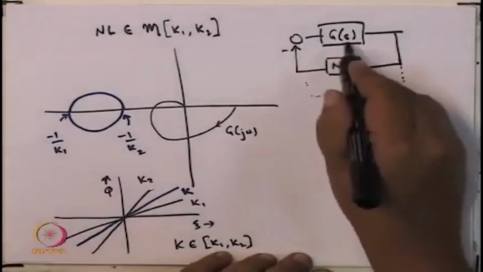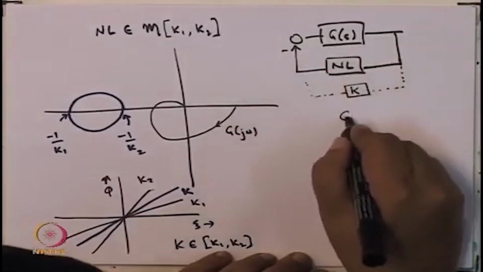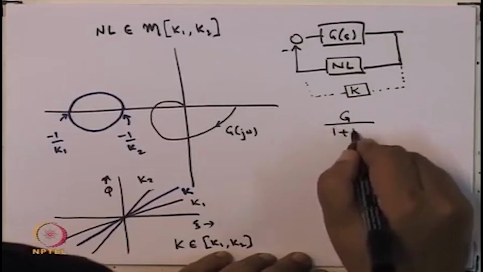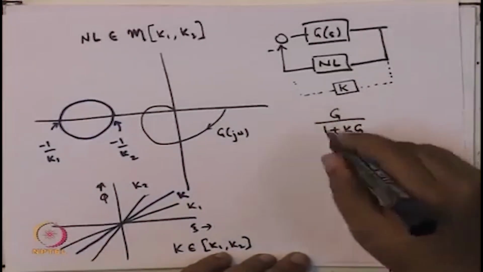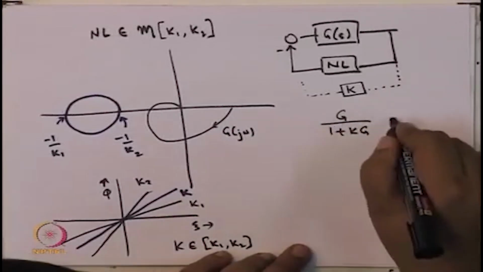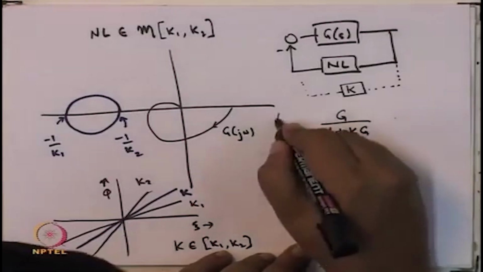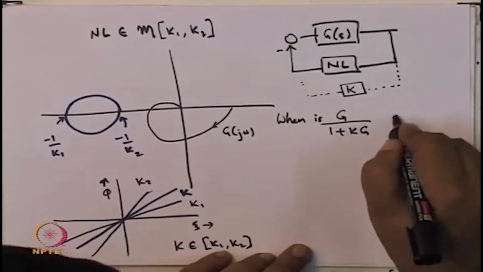Now, if k is connected instead of the nonlinearity, then the resulting transfer function is going to be G upon (1 plus kG). Okay, when can we say that G upon (1 plus kG) is stable?